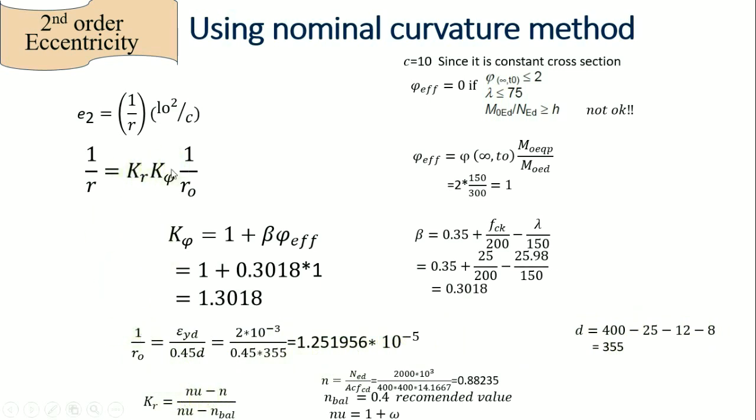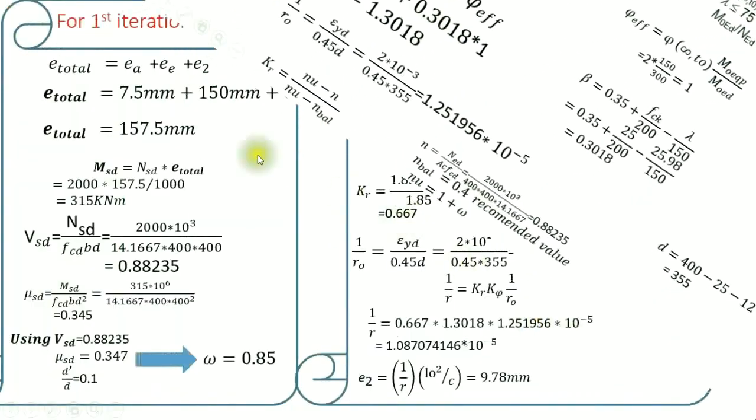So how to calculate Kr? Kr is equal to nu minus n over nu minus n balance. n is equal to 0.88235, calculated as previous. n balance is equal to 0.4, which is the recommended value, but the unknown is nu, which is equal to 1 plus the mechanical steel ratio. The question is how to calculate the mechanical steel ratio. We have no idea about the area of reinforcement, so we have no hint on the mechanical steel ratio. So it is done by trial and error method.